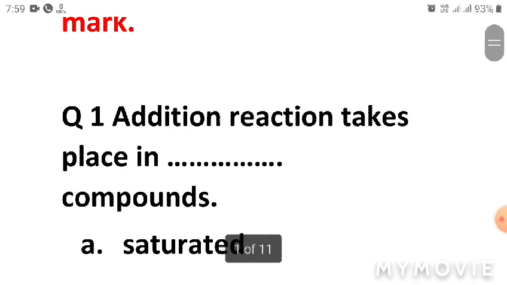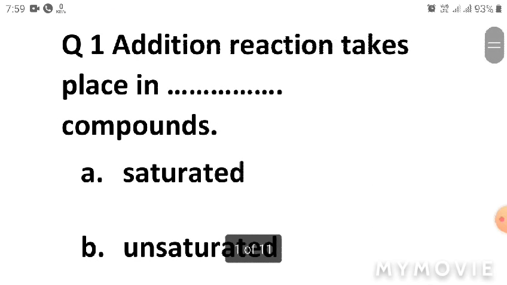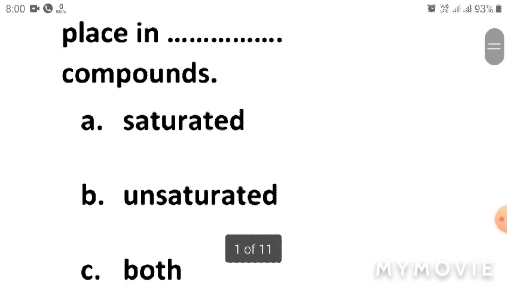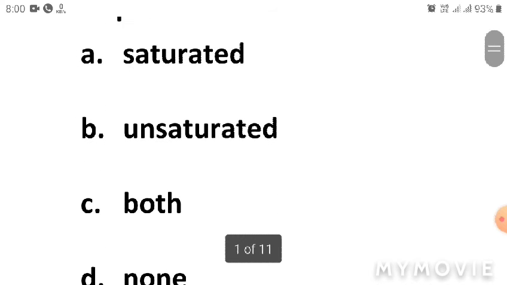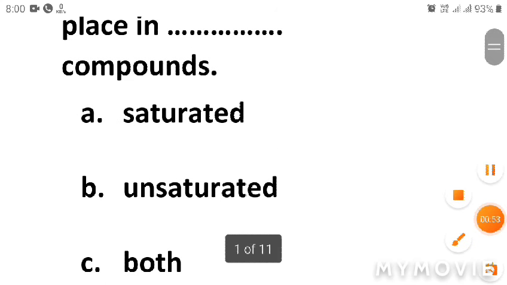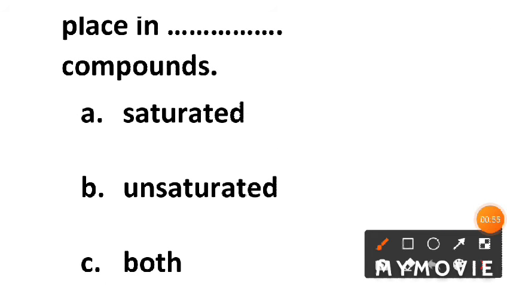Addition reaction takes place in dash compound. First we have to see in which kind of compound this reaction occurs. Here options have been given: A. Saturated, B. Unsaturated, C. Both, and D. None. First we have to know that this reaction takes place in unsaturated compounds like alkene and alkyne.